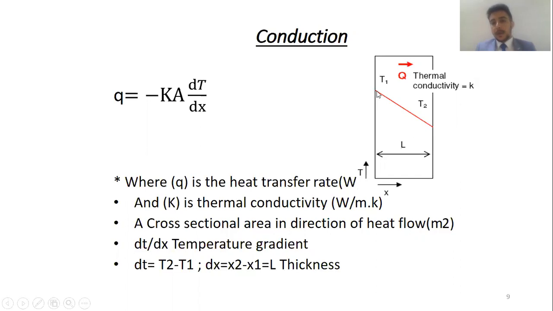As you see, if we have here T1 and T2, the direction of heat is from T1 to T2. As you know, with the increasing of distance, the temperature will decrease. So this is why we have the negative sign in the equation. This is the general law for calculating the heat transfer rate in the case of conduction.